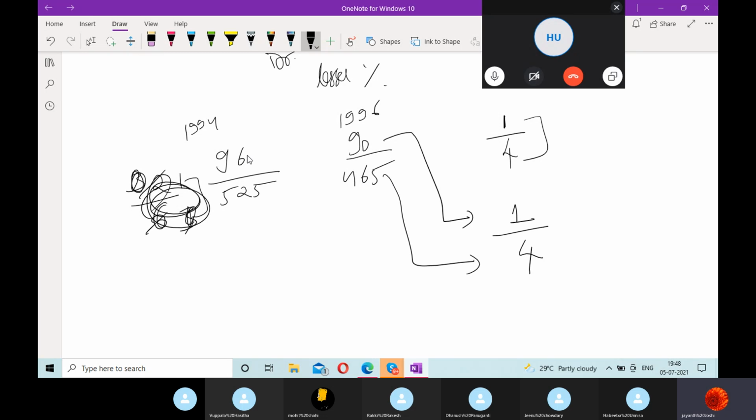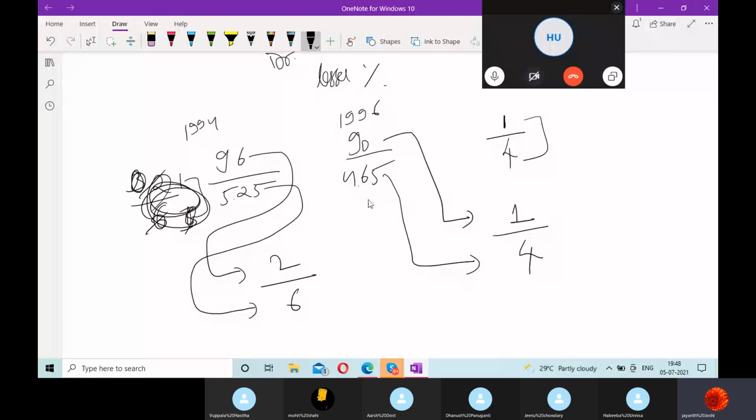Example, this 96 is bigger than 90, so 96 I am taking as 2, because 2 is bigger than 1. And 525 I am just assuming as 6 because this is bigger than 465, and 6 is bigger than 4. So now here I am getting 1 by 3. Here it is 1 by 4. This is 25% and this is 33%. Now tell me which is bigger. Can you tell me which is the bigger percentage, which is the smaller percentage?